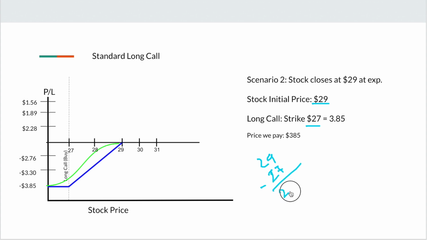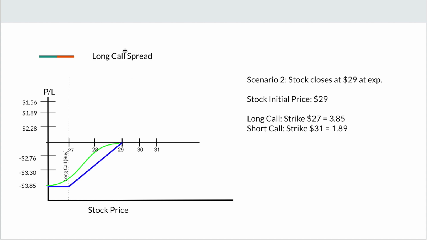So now your call is only worth $200. Remember, don't be too confused by this, you guys. There's the initial price that you saw it at, and this is where the stock closed. So you take the closing price and you subtract the strike price of your call from it. That gives you 2.0. So now your call is only worth positive $200, and you lost $185 on this trade. And this is on a standard long call if the stock closes at $29, so it doesn't make it past that break-even point. You lost $185 on this trade.